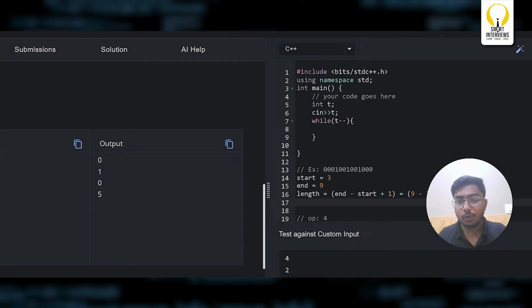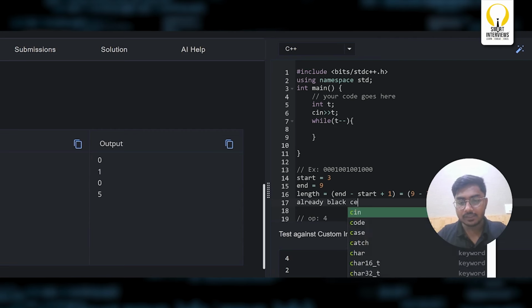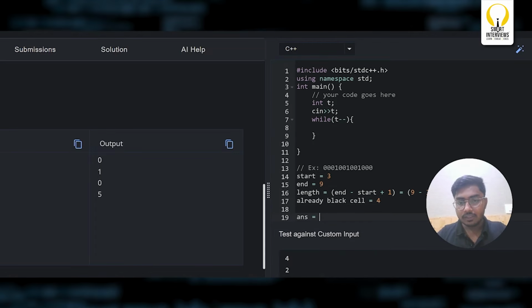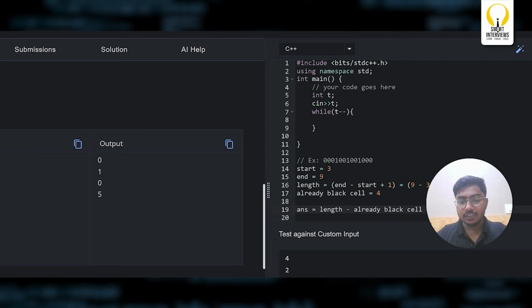Now out of them a few cells are already black. I don't have to change them again. 1, 2 and 3. 3 cells are already black, so I don't have to change them. So the actual changes that I need to make, it is going to be, our answer is going to be length minus how many black cells are already there. If I subtract them, that is going to be our answer here. 7. Okay, not 4, the number of black cells is going to be 3. So 7 minus 3 is equivalent to 4. That means there are 4 white cells in between them, which we need to convert to black here.